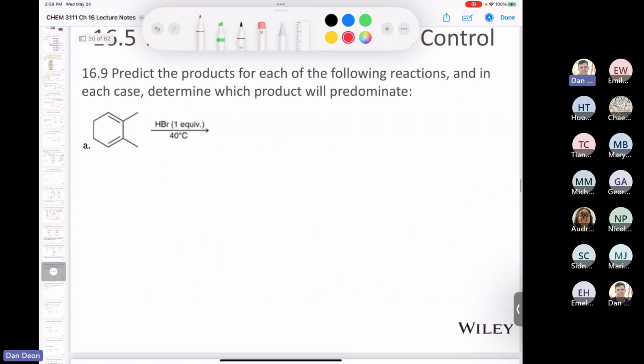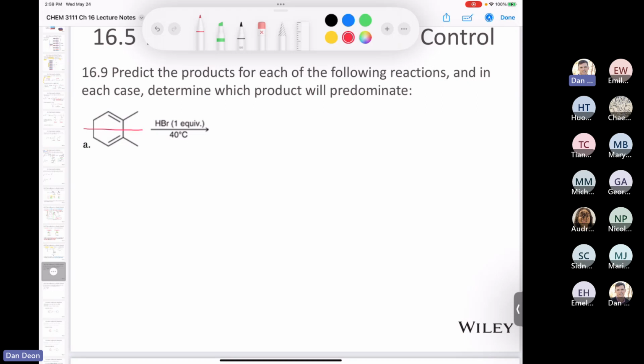This one says predict the products for each of the following reactions, and in each case, determine which product is going to predominate. Now, in this case, they gave us a symmetrical diene, so this means we're not going to have a whole holy host of products. We're going to have a couple of products that will be racemic mixtures, but we're only going to end up with 2 products, or 2 racemates in this case. So what are we going to do?